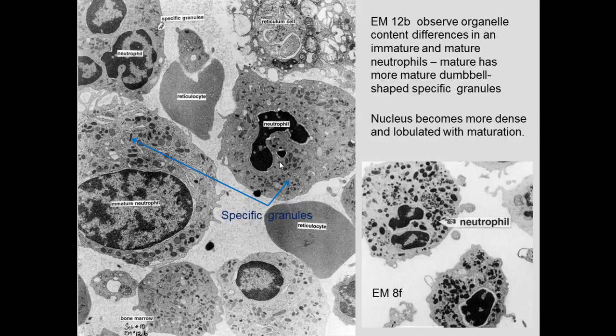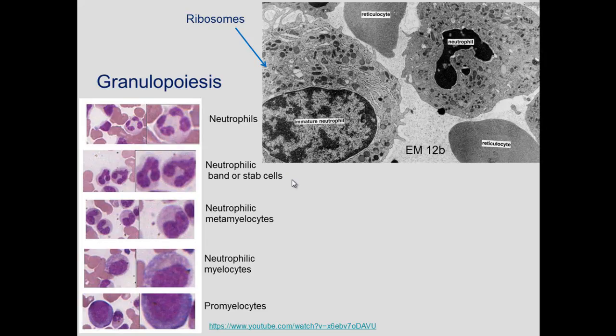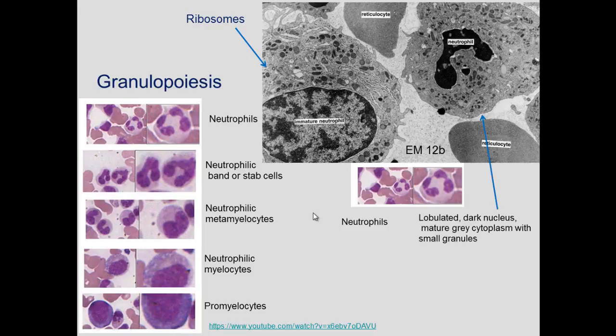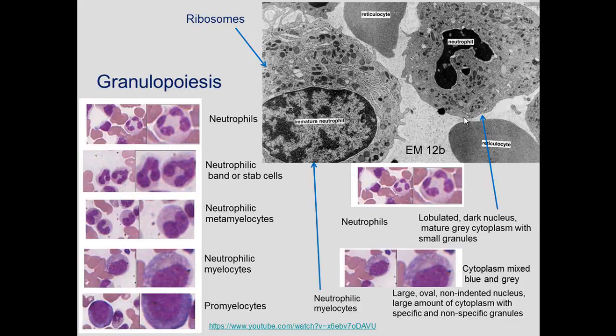But you can see the organelle content, with a few more specific granules in the more mature one. If we look at that through granulopoiesis, even though we're not going to study the whole process, you will see that the mature neutrophil has a lobulated nucleus, dark nucleus, and gray cytoplasm. As you see, the gray cytoplasm here is composed of both light and dark granules.